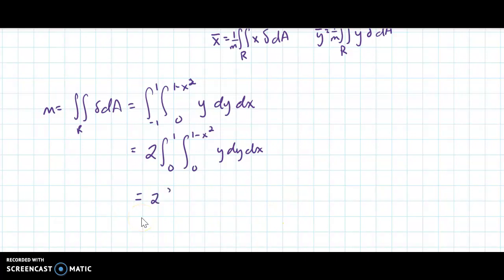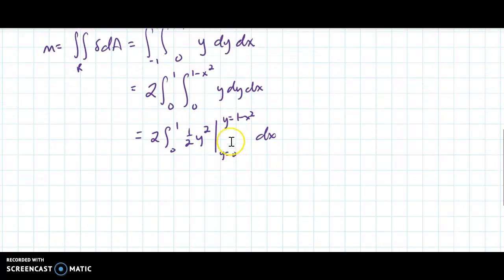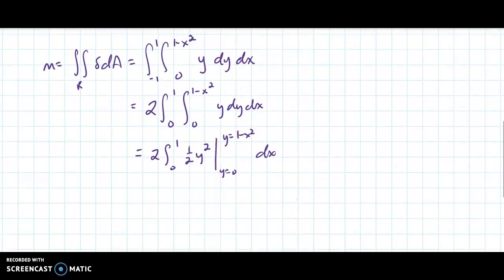All right, I'm going to get two integrals from 0 to 1. When I integrate y with respect to y, because that's my inner integral, I'm going to get 1/2 y squared. Then I'm going to evaluate that from y equals 0 to y equals 1 minus x squared, and then I need to put my dx there. One thing that is pretty convenient here is that the 2 and the 1/2 cancel with each other.